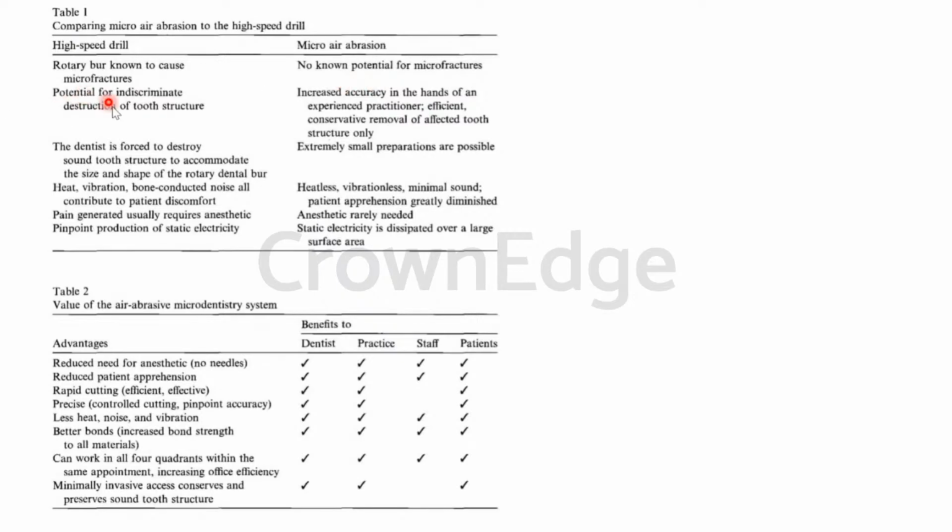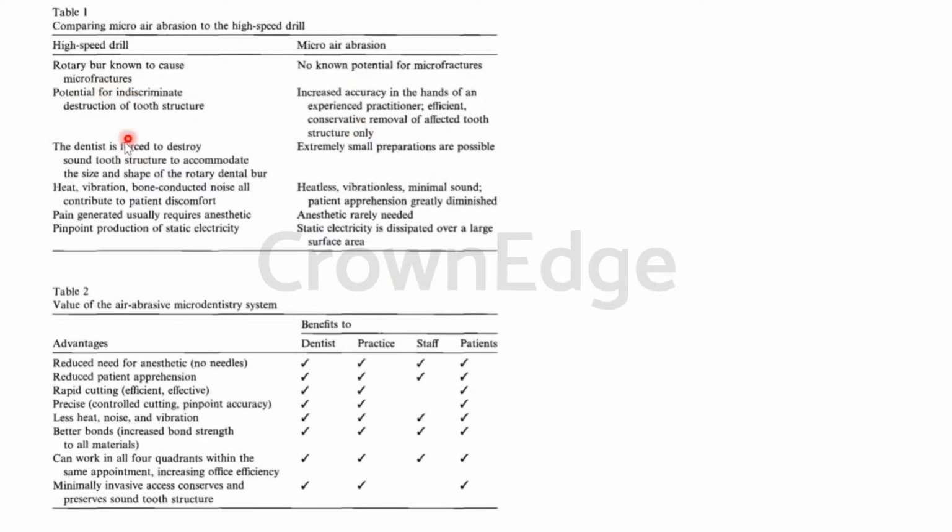There's also a potential for indiscriminate destruction. That is, healthy tooth can be removed using a high-speed drill because it can cut through tooth just like a knife cuts through butter. But micro air abrasion has increased accuracy in the hands of an experienced practitioner. You can be highly efficient, highly conservative, and just remove what has to be removed.